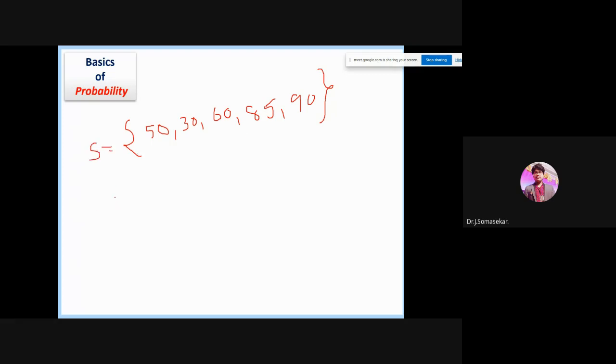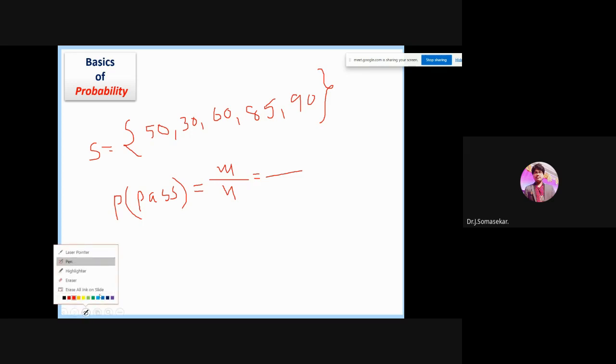So the probability that a randomly selected student will pass in the exam. Probability of pass, I want to find what is the possibility. In that case, the basic probability is favorable number of cases divided by total number of sample points, or exhaustive number of cases. So how many total sample points, or total number of students, do we have? So we have 5 students. So n equal to 5.